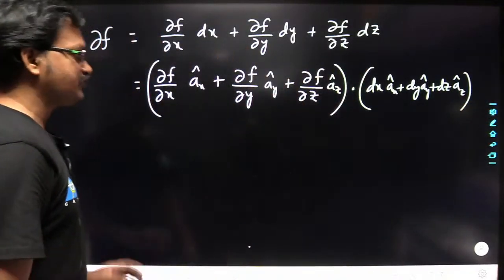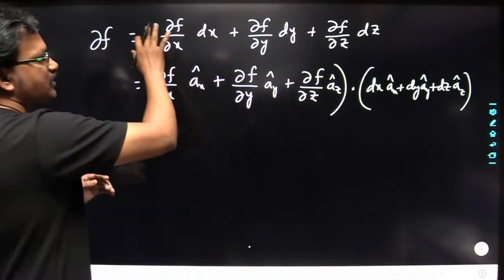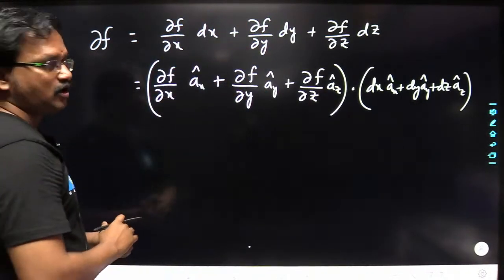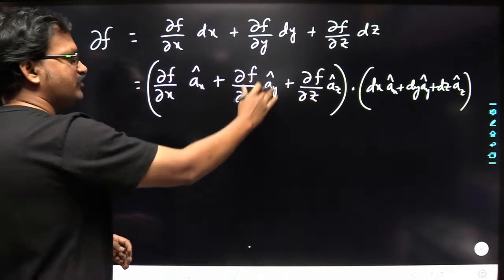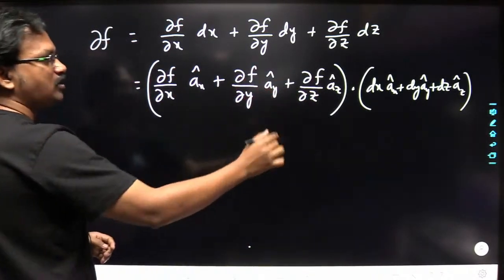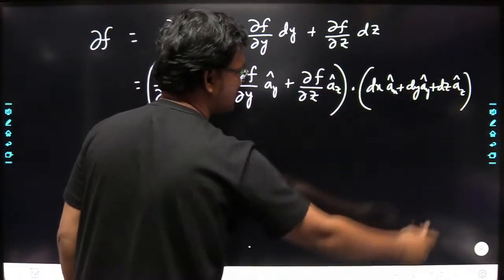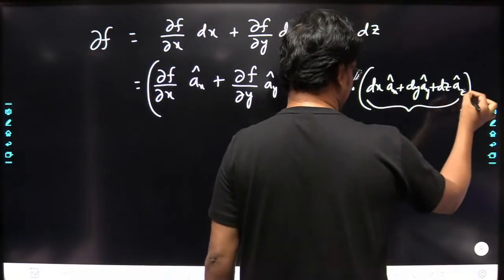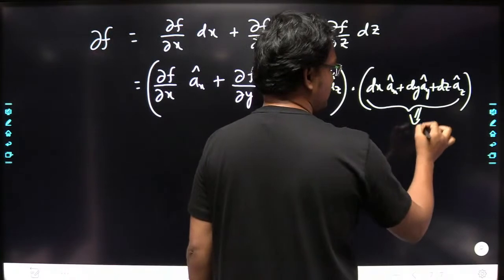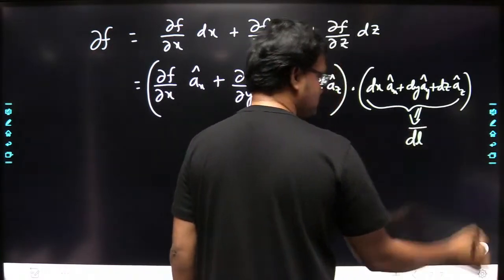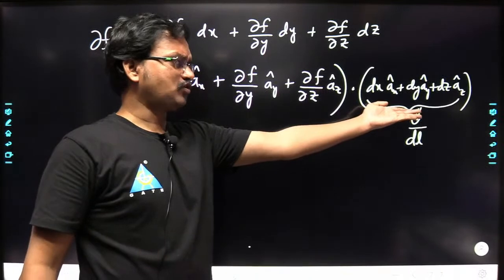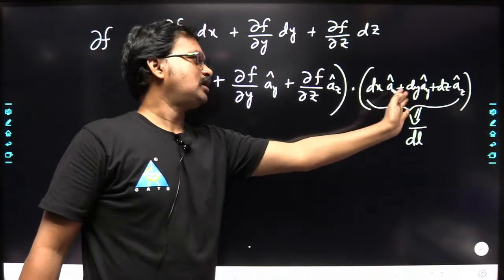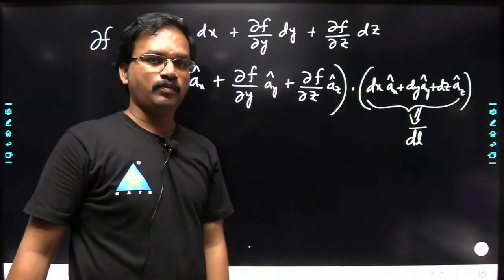Yes or no? If you do the dot product between these two, you are going to get the same expression. So this expression I can represent as dou f by dou x ax cap plus dou f by dou y ay cap plus dou f by dou z az cap, dot dx ax cap plus dy ay cap plus dz az cap. This dx ax cap plus dy ay cap plus dz az cap I am representing with the small differential length, that is dl bar. This represents a small differential length.